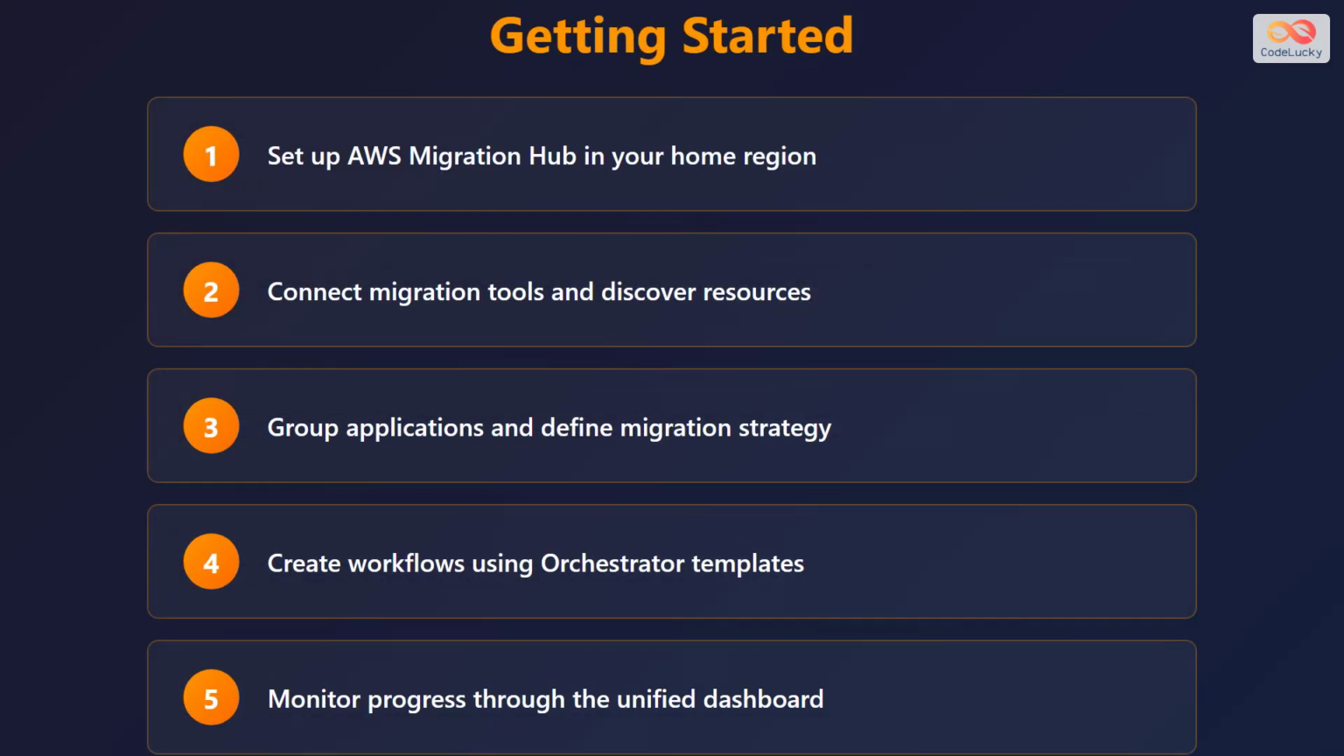Getting started with Migration Hub involves 5 straightforward steps. First, set up AWS Migration Hub in your home region, which serves as your migration command center. Second, connect your migration tools and discover resources in your on-premises environment. Third, group applications together and define your migration strategy for each group. Fourth, create workflows using Orchestrator templates that match your migration requirements. Finally, monitor progress through the unified dashboard, tracking each migration from start to finish. Following these steps will help you leverage the full power of Migration Hub for your cloud migration journey.